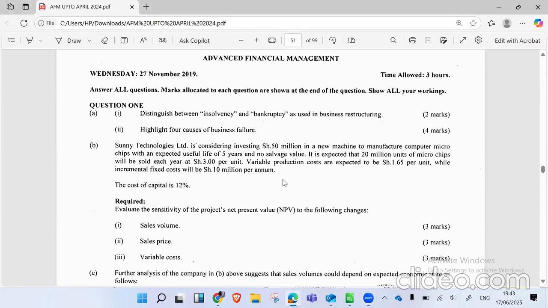For 5 years, of course, variable production costs are expected to be 1.65 per unit, while incremental fixed costs will be 10 million per annum. Per annum, again, it's an annuity. Cost of capital is 12%. Evaluate the sensitivity of the project's NPV to the following changes. Sales volume.